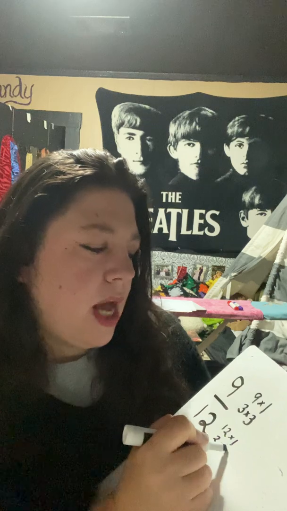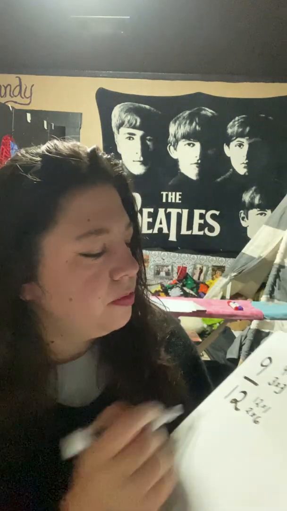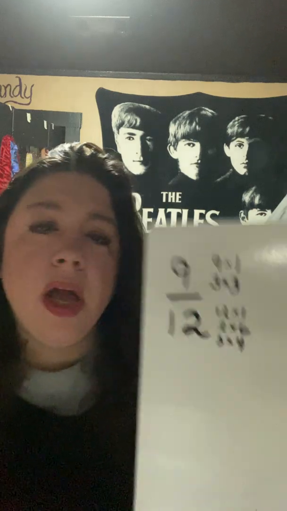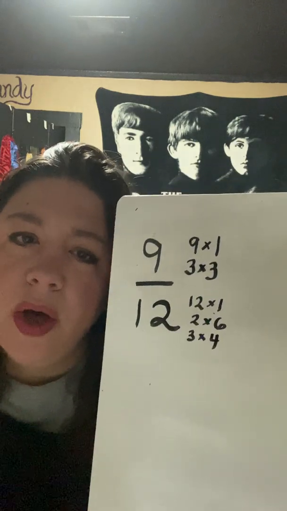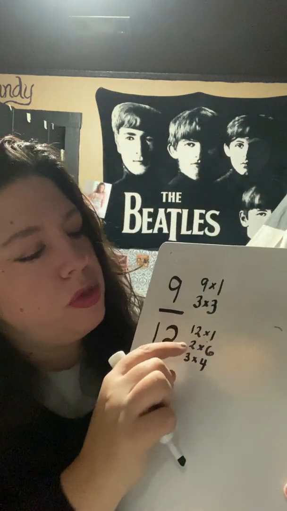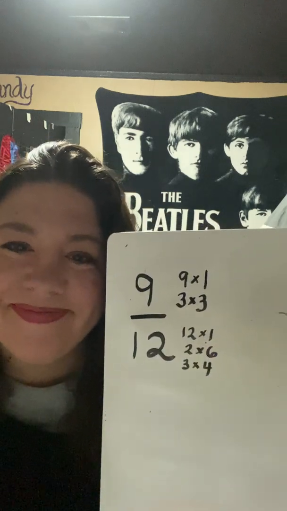2 times 6 is also 12. Those are 2 factors. And 3 times 4 is also 12. So 12 has 1, 2, 3, 4, 5, 6 factors.